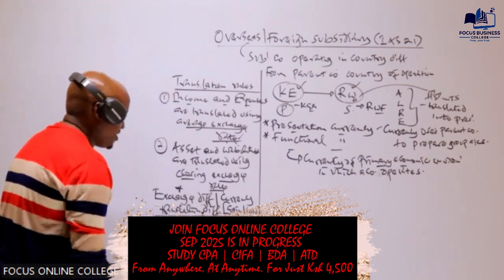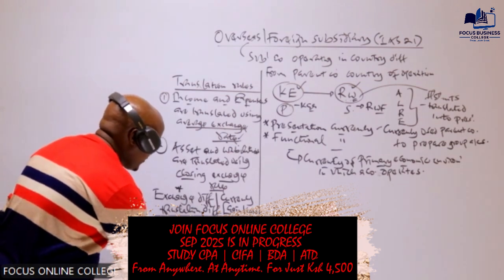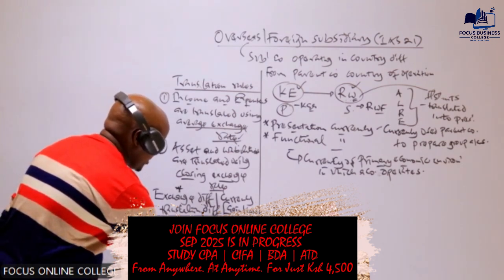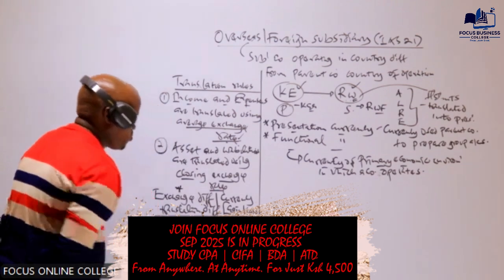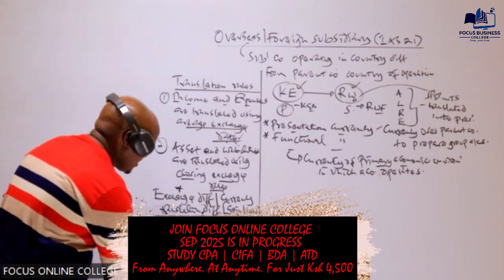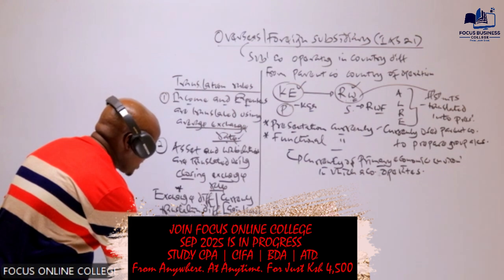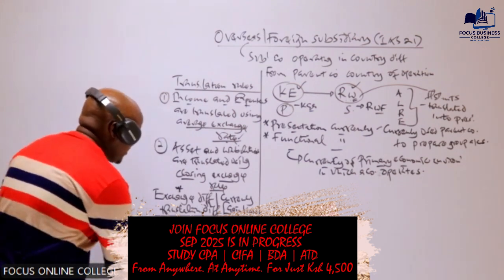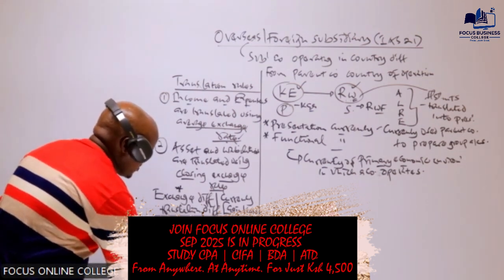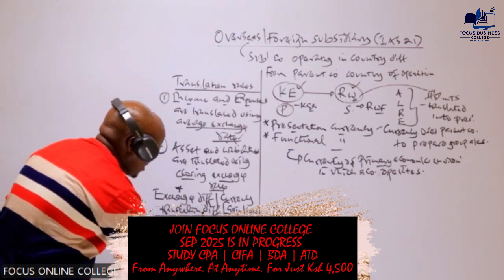Number two is profit for the year. And number three, the subsidiary company's opening net assets. So, opening net assets.